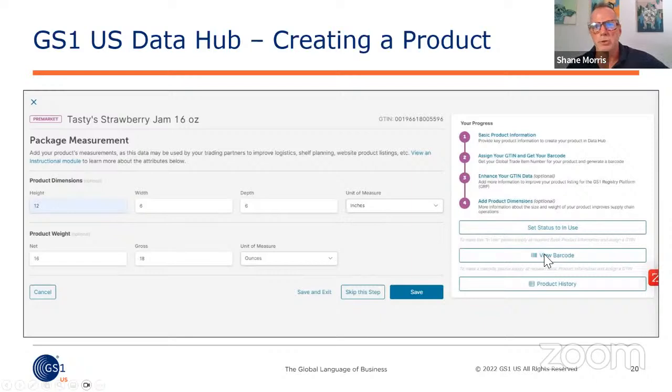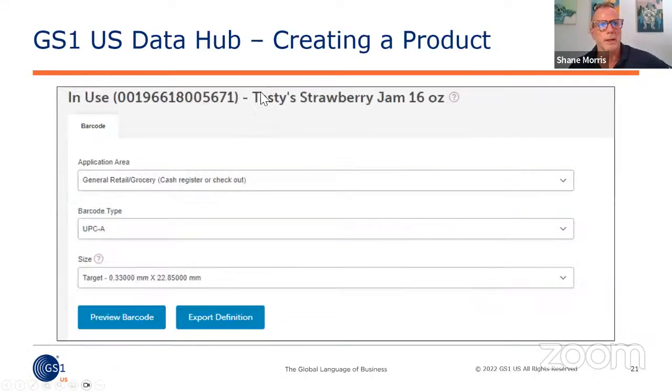The other thing you can do is, let's say you want to see that physical barcode, that you're actually putting barcodes on your packaging, you're not using the FNSKU. You can select view barcode, and what's going to happen is you're going to come here.